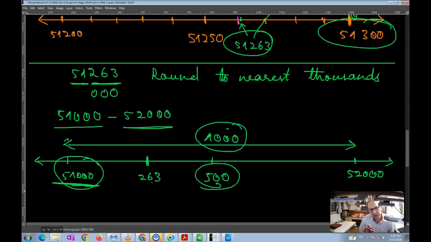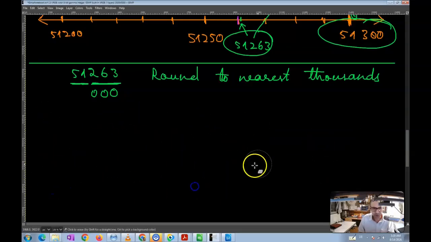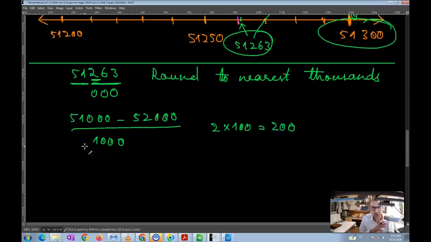Now if you didn't understand this, it doesn't matter. There is another way that you can think of this. You see over here, again, your number goes from 51,000 all the way up to 52,000, meaning that the number we have over here has to be some number between these two numbers, right? And then you have a 2 over here, and this 2 is actually 2 groups of 100, which is 200, right? And the difference between these two numbers is 1,000, right? So you would have 200, 400, 600, 800, and 1,000.